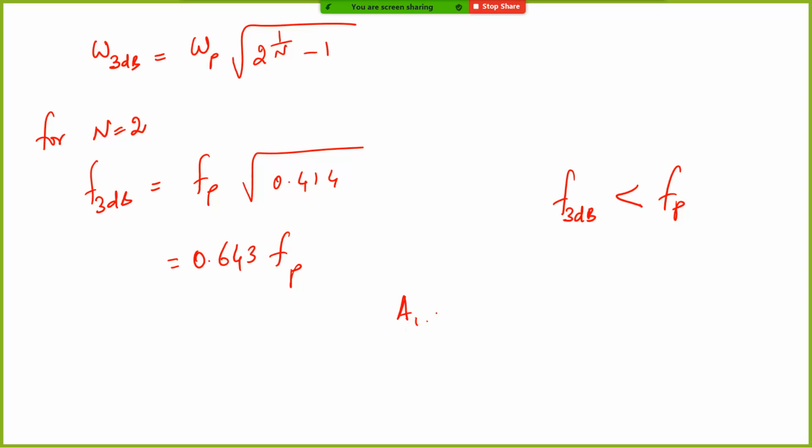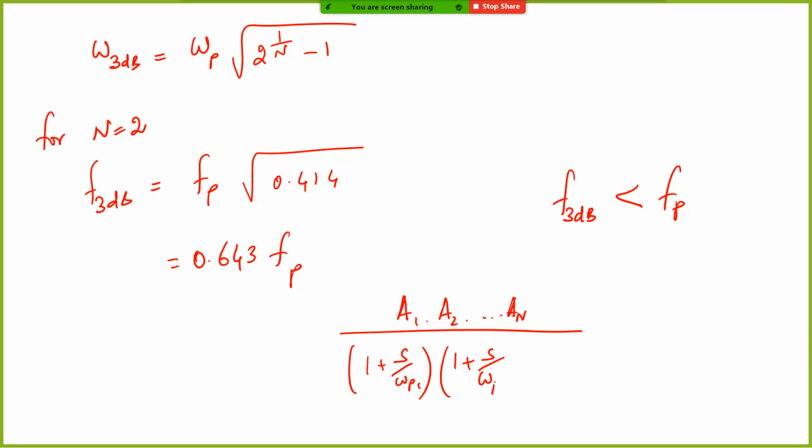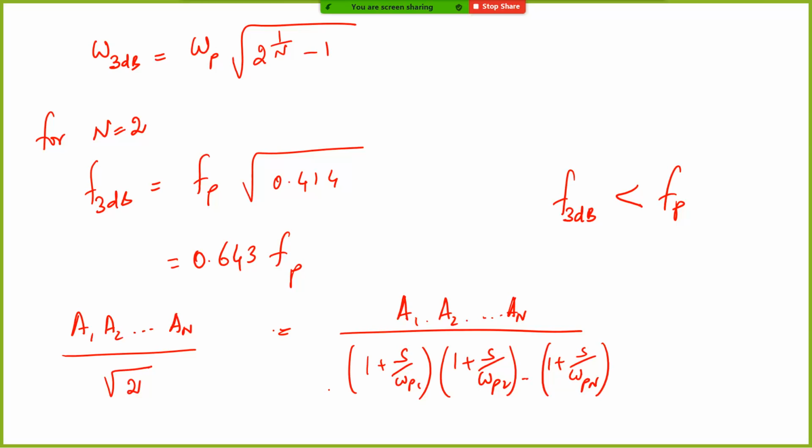a1 times a2 times an, divided by (1 plus s by omega p1), (1 plus s by omega p2), multiplied by (1 plus s by omega pn), is equal to a1 a2 all the way down to an divided by root 2. I mean the magnitude. So this is the overall A of s. Okay, and what do you do for finding out the 3 dB bandwidth?